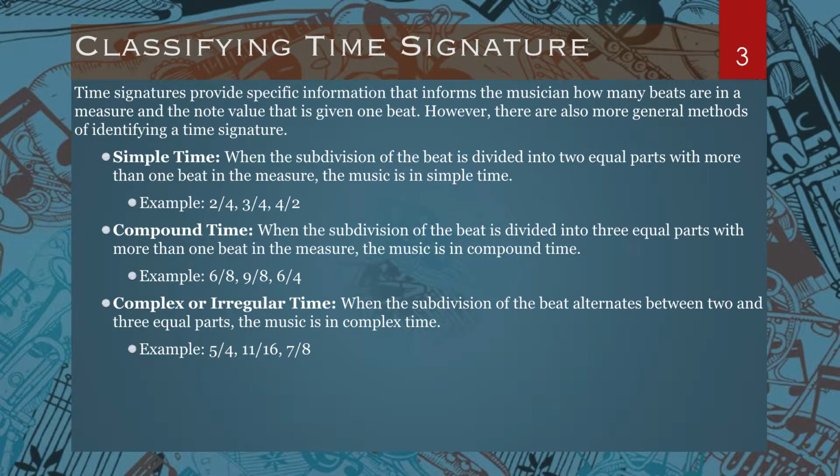So essentially, simple time is when the beat gets subdivided into two, and compound time is when the beat gets subdivided into sets of three. Complex or irregular time is essentially anything that isn't simple or compound time. So just remember, complex and irregular are two terms that mean the same thing. You can use either one. And there's an easier way to identify simple, compound, and complex time signatures, but we'll get to that a little bit later.